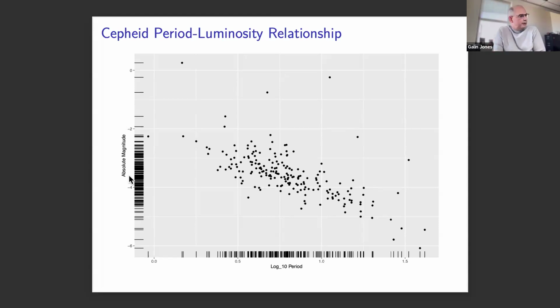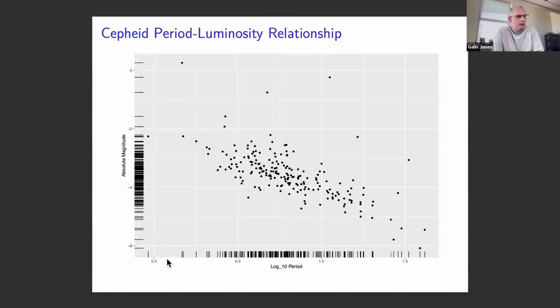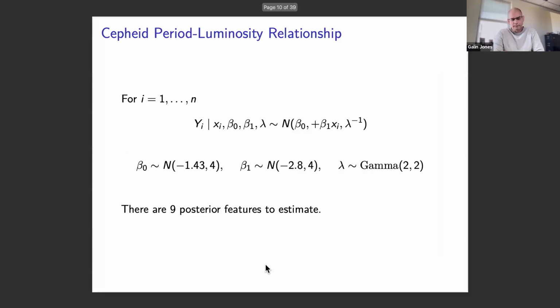And so on the vertical axis, you're seeing absolute magnitude, which, yes, it is negative, and the more negative, the brighter the star is. All right, it's just a convention in astronomy. It seems backwards to me, but it is what it is. And on the horizontal axis is the log base 10 period. And so it's pretty clear there is some sort of relationship between these. And so it's become essentially a homework problem now to fit a line to these methods.